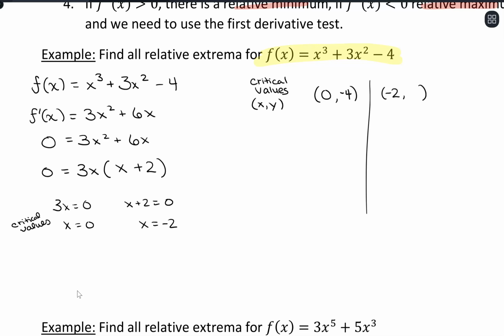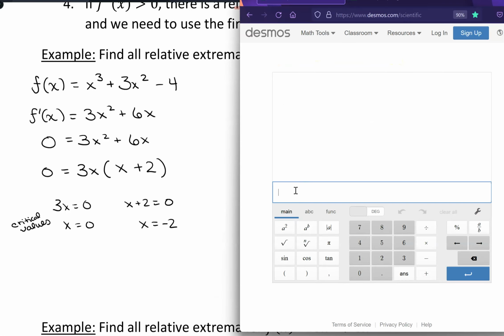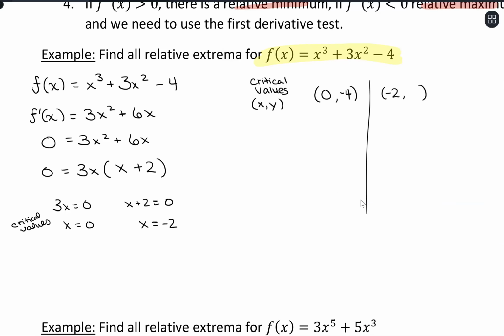If I plug in negative 2, do I want to do that in my head? I don't think so. It would just be you hearing me mumble for a bit to myself while I try to do that. So let's just go ahead and use the calculator to help out. Plus 3 times 4. And there we go. All right, so that's a positive 4. I'm just going to make sure I typed that in correctly. No, I didn't. There we go.